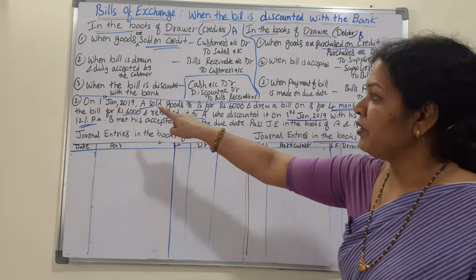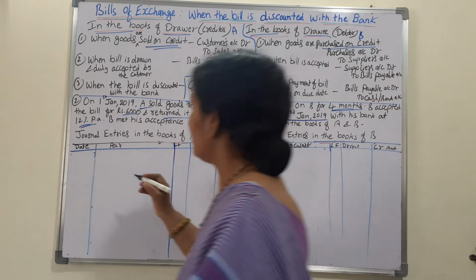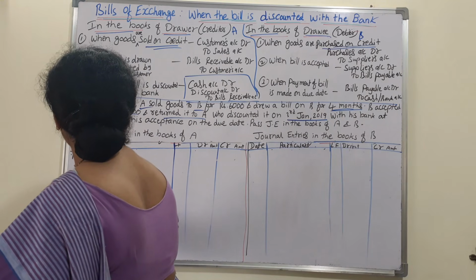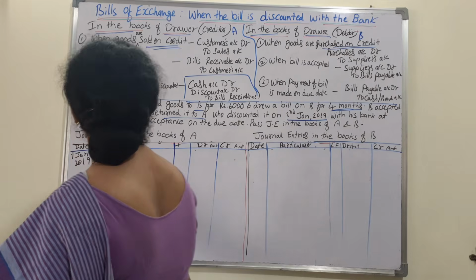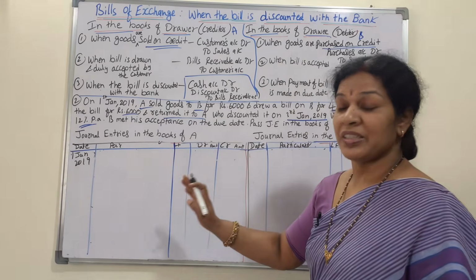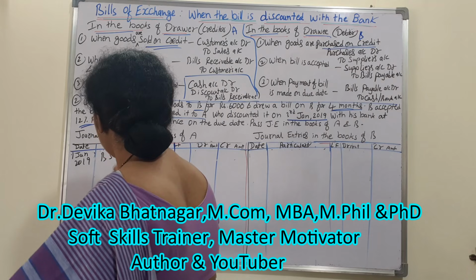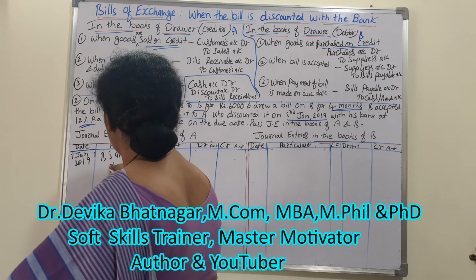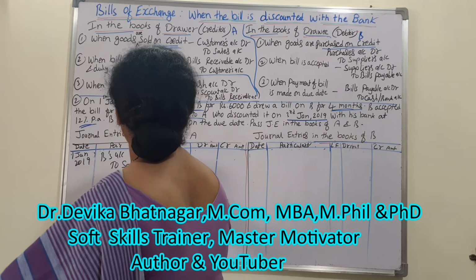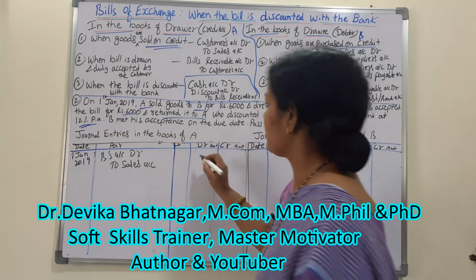First one is January 1st 2019, A sold goods to B. When A is selling goods to B on 1st January 2019, B's account debit to sales account. Credit sales, now this is how much? Bill of 6,000 rupees.